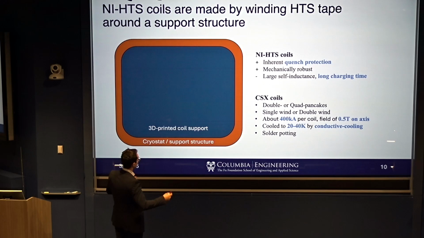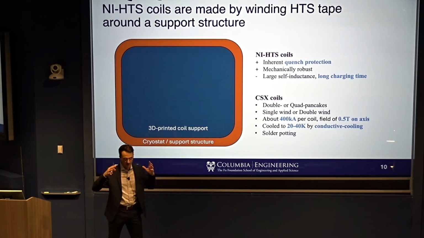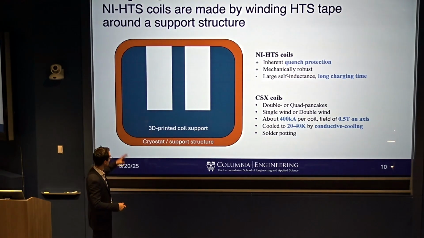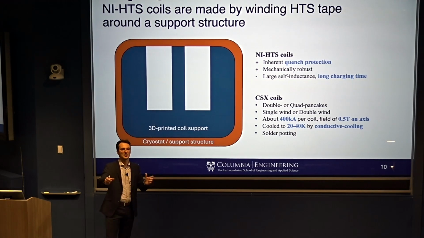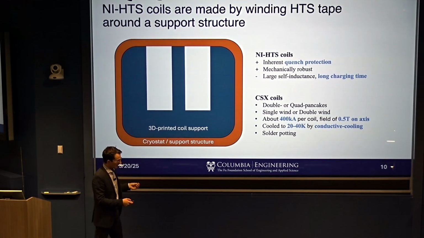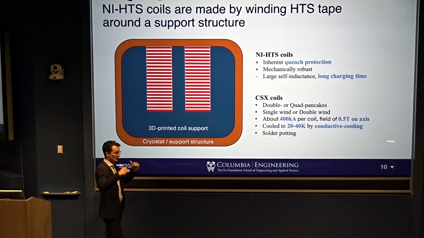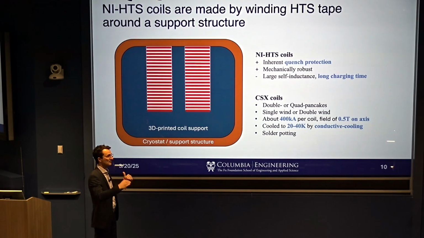So as I said, the coil technology, we're going to 3D print the body of a coil. And in this 3D print, so this is a cross-section of the coil. In this 3D print, there are two trenches in which we're going to put the HDS tape. And here the HDS tape, I show it with these red bars, right? In between those red layers, we're going to have solder potting that gives structural integrity to the entire thing.